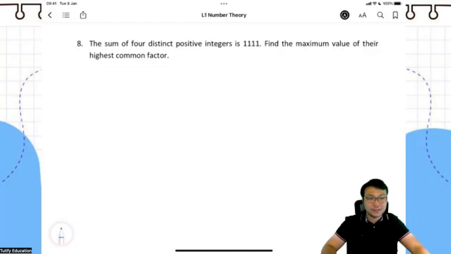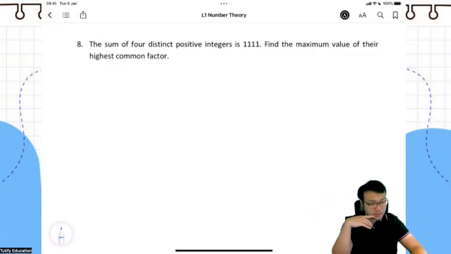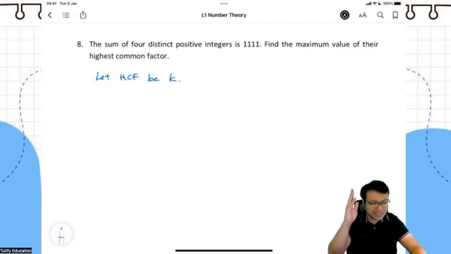We don't know, okay? I think, let me get Abby to help out with this, Abby. So Abby, I tell you what, since they didn't give us any multiple choices, I don't know where to begin. Why not I do this? Why not we just let the highest common factor be the letter K? Okay, just some random letter that I came up with. You can call it X, you can call it Y, up to you. I'm going to call it K, okay?